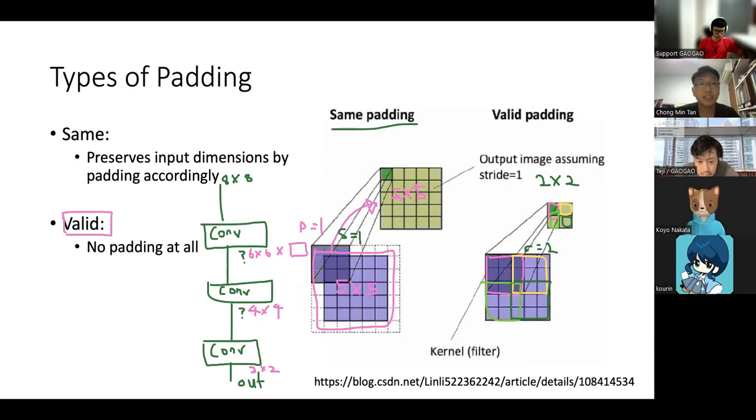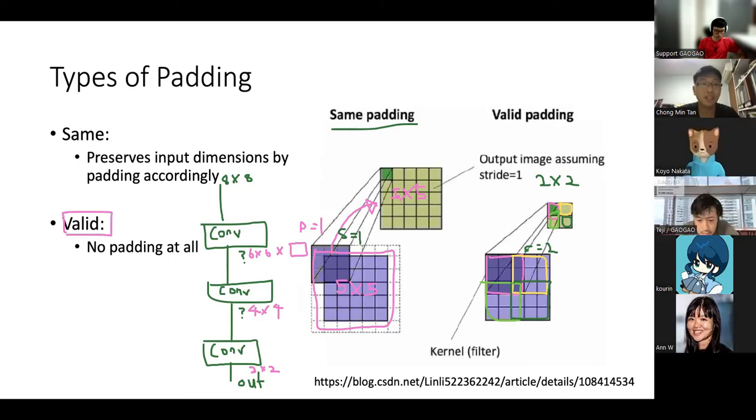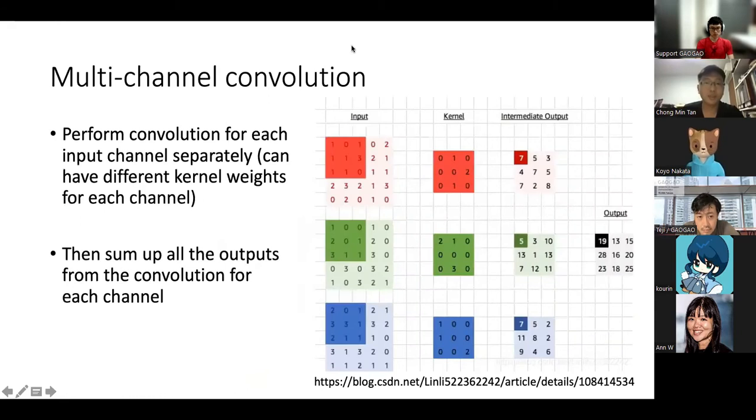So if you use same padding, the chance of it being compressed to a point where it loses all its data is mitigated, or there's less chance that you will lose all your data halfway. So this is the idea behind conv padding. All good. All right, let me just clear this.